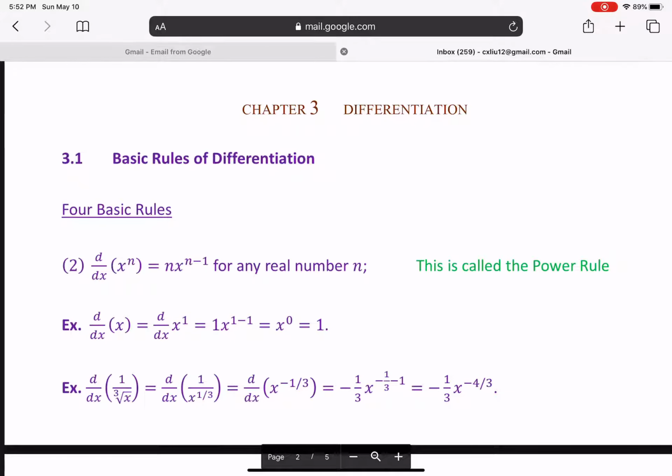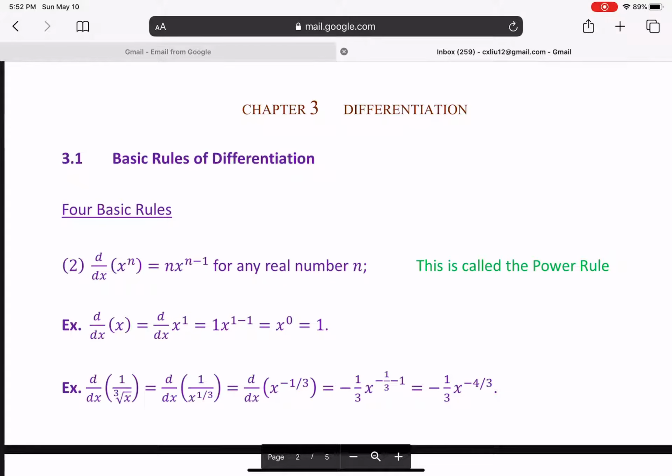So, for example, if we want to find the derivative of x itself, we rewrite the x as x to the 1, so we can use the power rule to get 1 times x to the 1 minus 1, which is x to the 0, which is 1. So the derivative of x itself is 1.